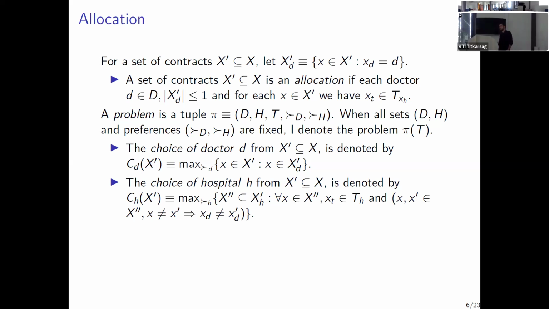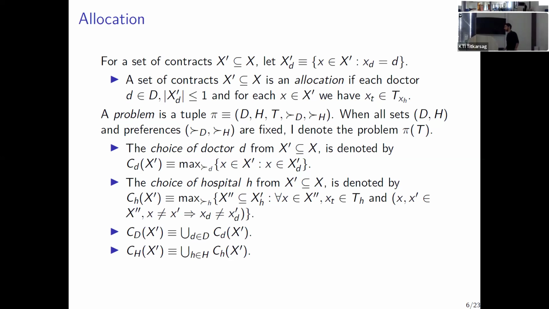To determine which allocation is chosen by agents, I use choice functions. I hope these choice functions are intuitive. For doctors, the choice function simply consists in: you have a set of contracts, and you choose your preferred contract in it. For hospitals, it is more or less the same thing, but here you choose your preferred subset of contracts because it's many-to-one, and we must add the condition that each term is available at this given hospital, and each doctor is concerned by at most one contract. It's only to stick to the definition of an allocation.